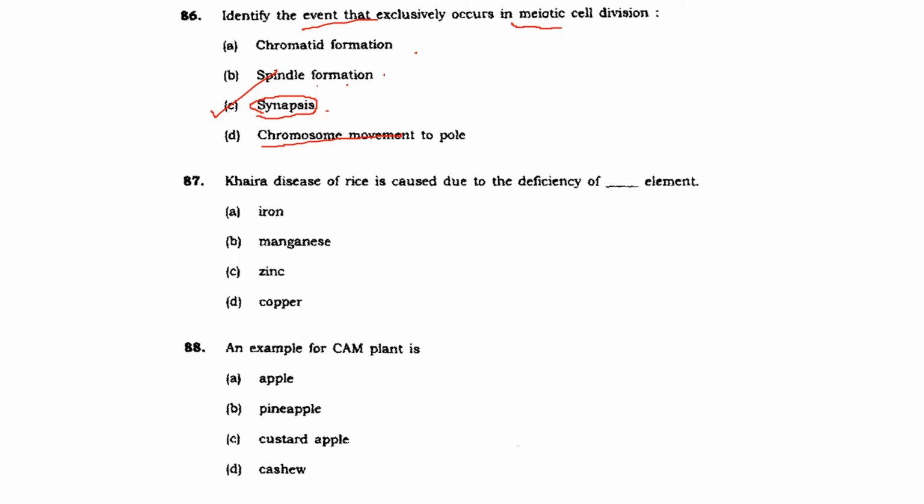So, question number 87. Khaira disease of rice is caused due to the deficiency of what? Iron, manganese, zinc, or copper. It will be zinc. And question number 88. An example of a CAM plant, that is Crassulacean acid metabolism plant, is apple, pineapple, custard apple, or cashew. It will be pineapple.